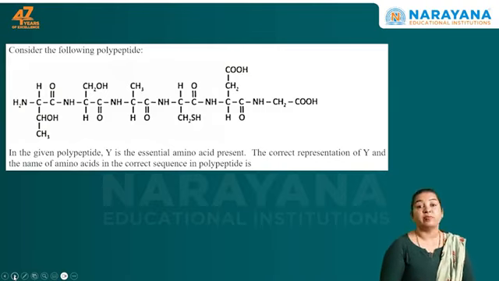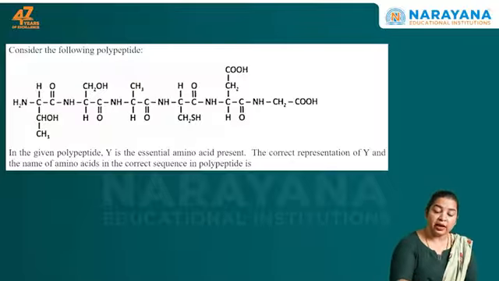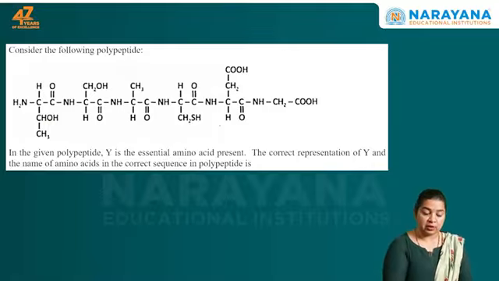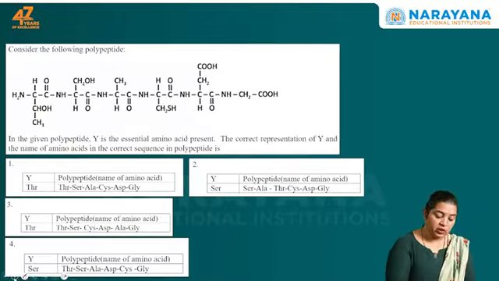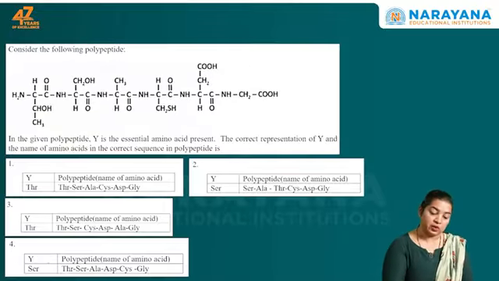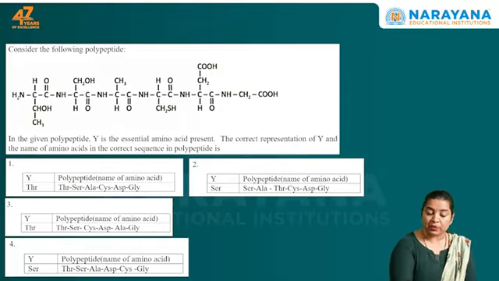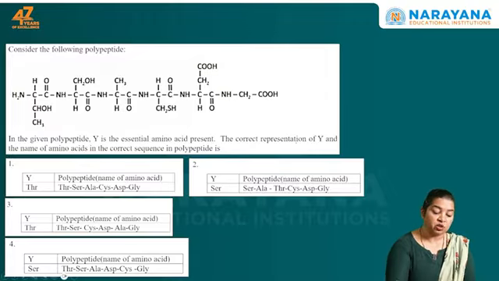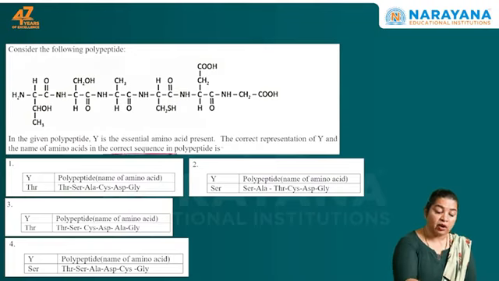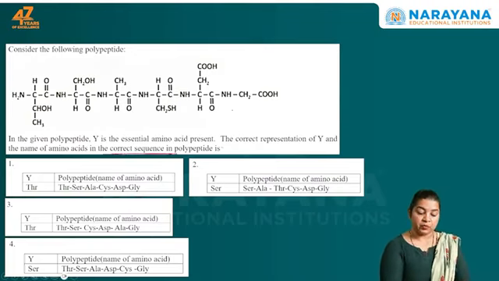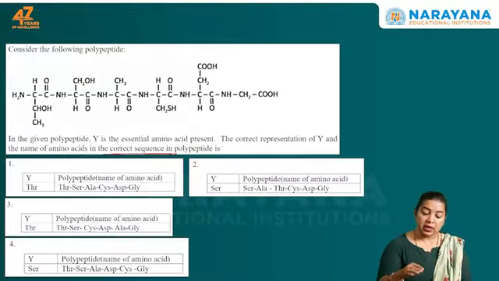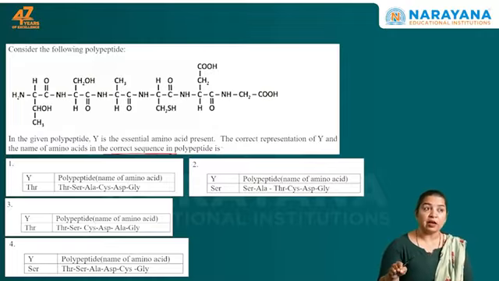Moving to the next question, biomolecules. Amino acid sequencing has been asked. Here we have just the question. On the next slide, we have all these options. Now, the question is, in the given polypeptide, why is the essential amino acid present? The correct representation of Y and the name of amino acids in the correct sequence in the polypeptide is. So you have to identify the names of all these amino acids.